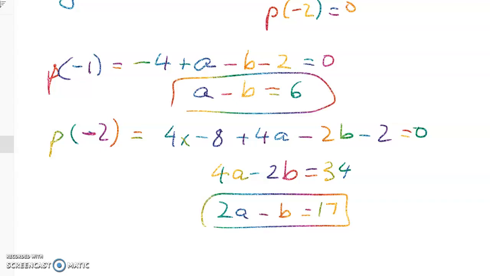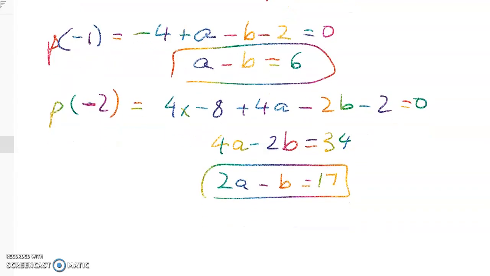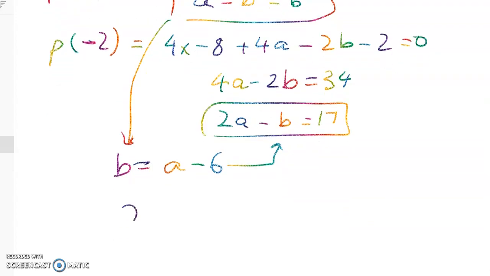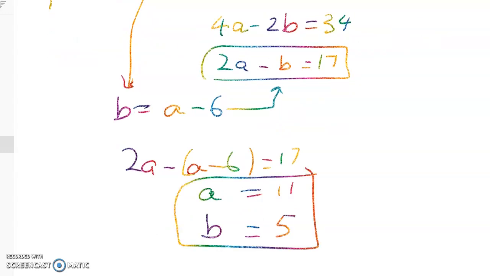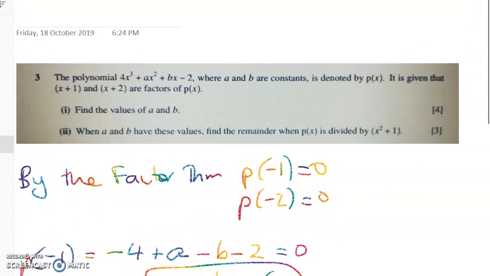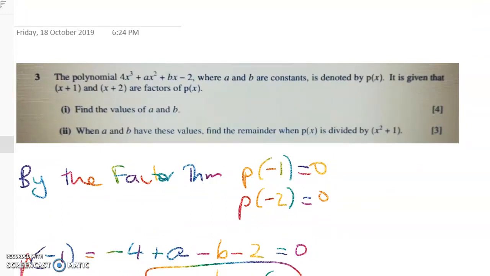You can do substitution or elimination, but in this case, I'd probably go b is equal to a minus 6 from here, and then sub it into here. So we get 2a minus a minus 6 is equal to 17. A is equal to 11, which gives us b is equal to 11 minus 6, which is 5. So there you go.